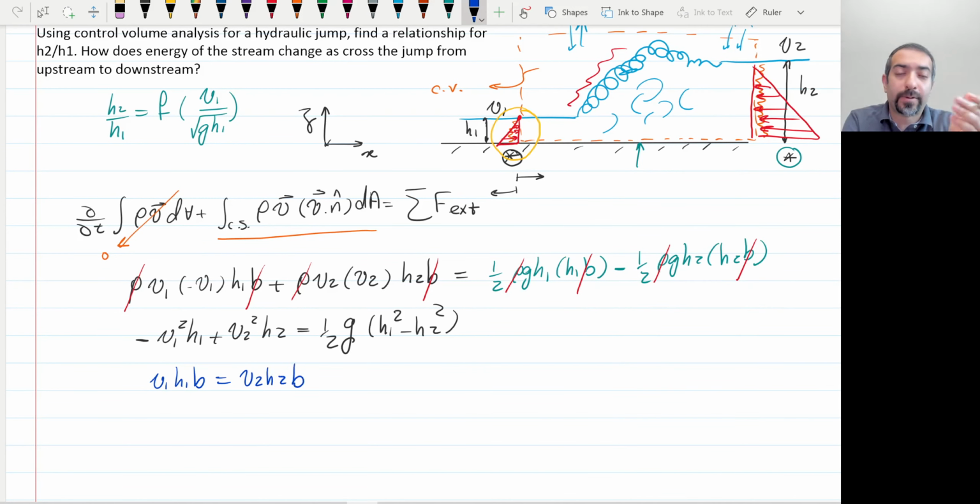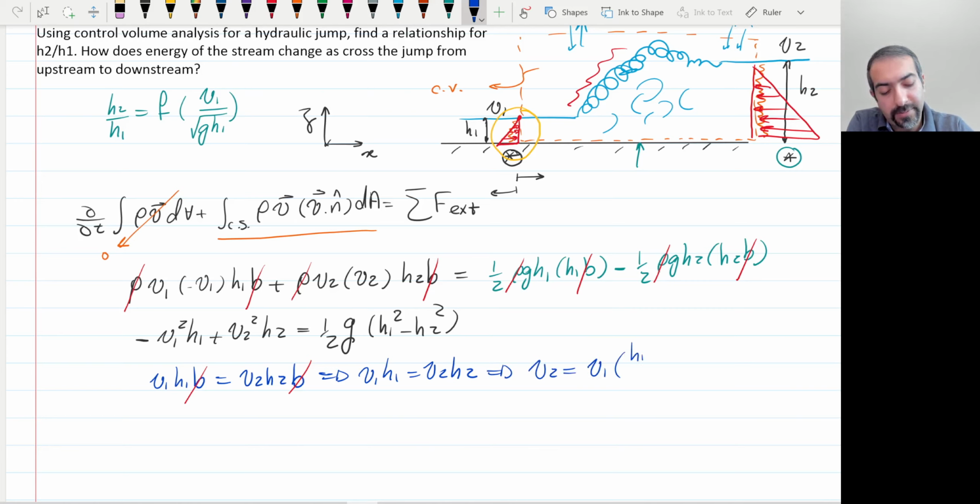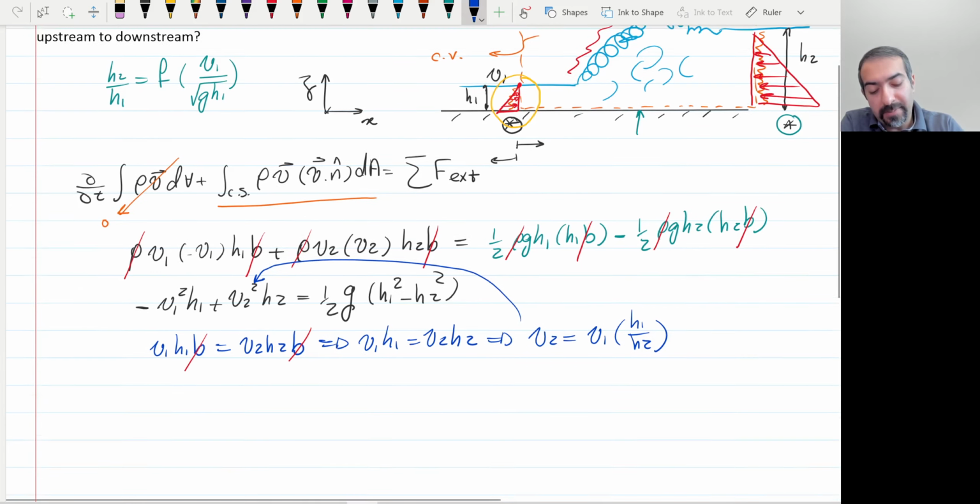It's a steady flow, so the mass flow rate in has to be equal to the mass flow rate out. So b goes away, and therefore we conclude that v1 h1 is equal to v2 h2, right? So I can calculate v2 as a function of v1, so that v2 has to be v1 times h1 over h2. And then if I substitute this v2 back into here, what I'm going to get is v2 to the power 2. I'm going to be able to solve for v1.